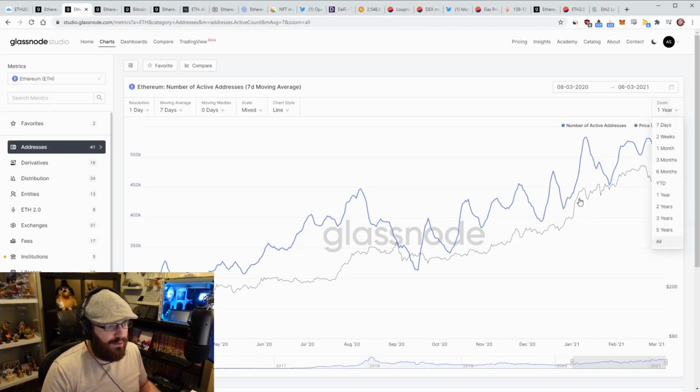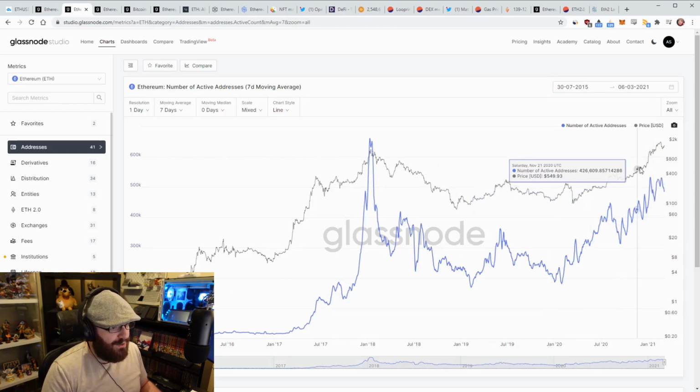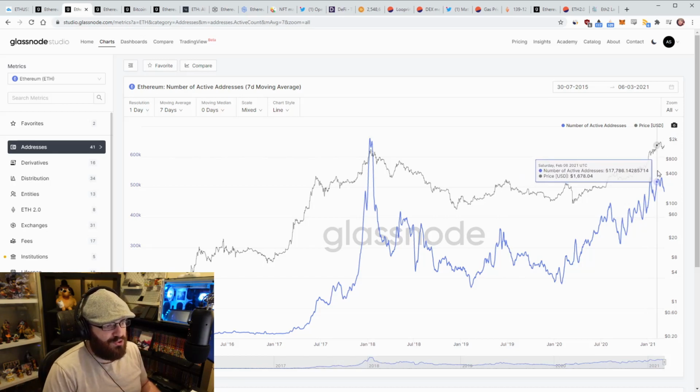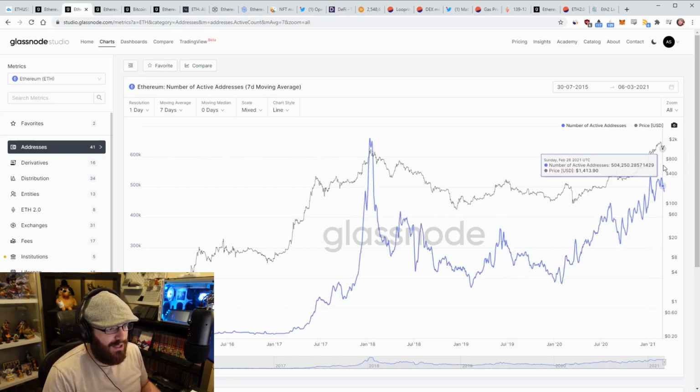And if we scroll out to the all-time chart here, the trend is really just up. It doesn't matter about these zigzags here. The trend is really continuing up. And obviously, as you would expect with the price going down over the past couple of weeks, the active addresses have come down a bit, but it doesn't seem like that's directly correlated. But yeah, we'll have to see from there.